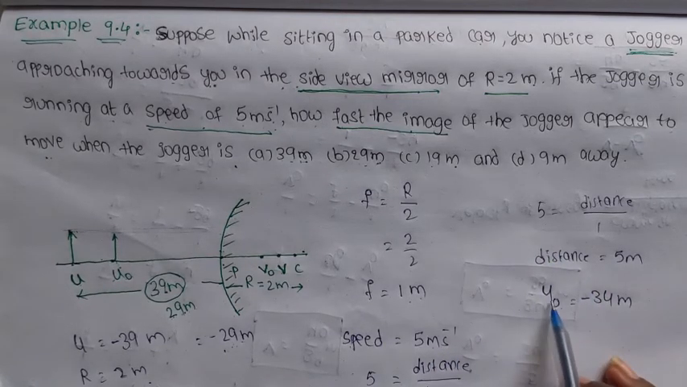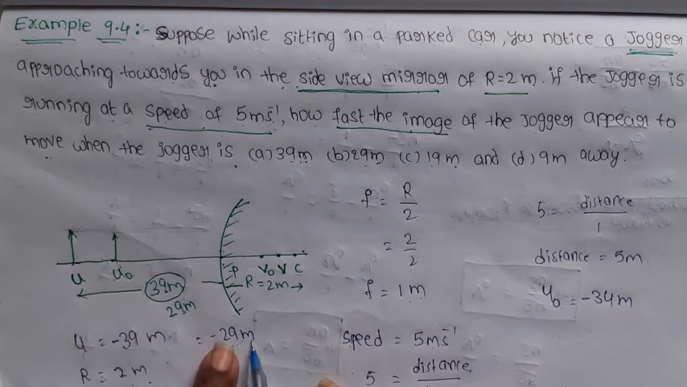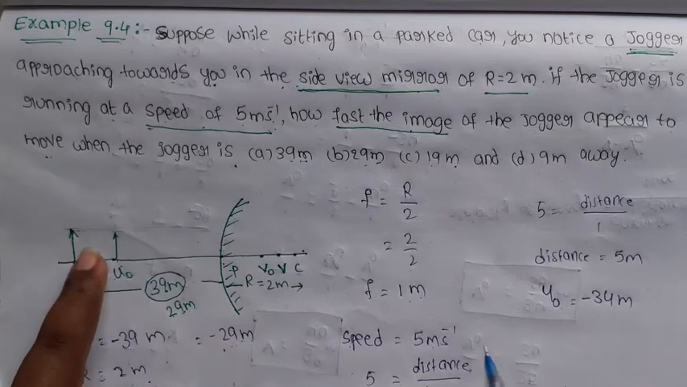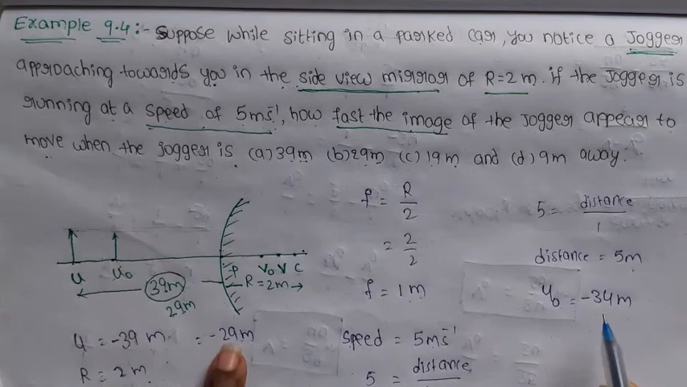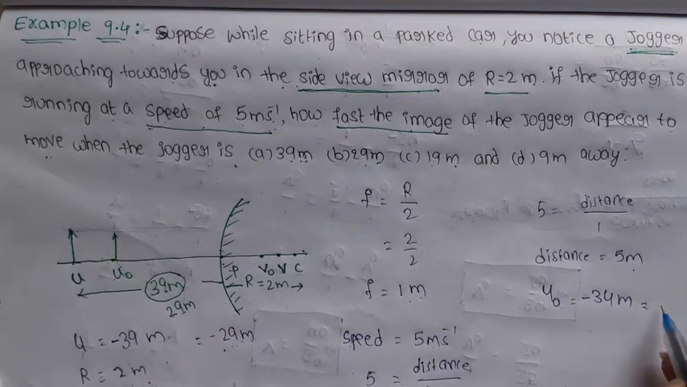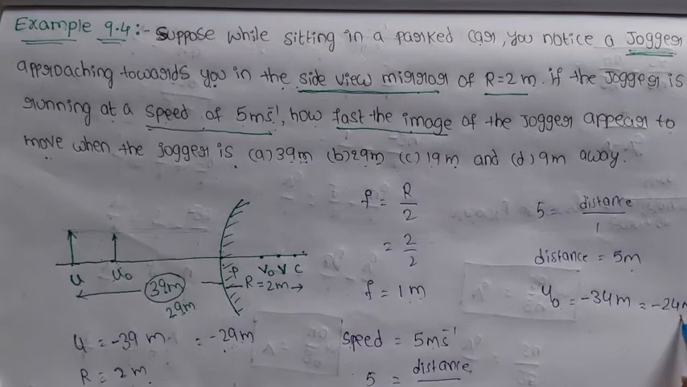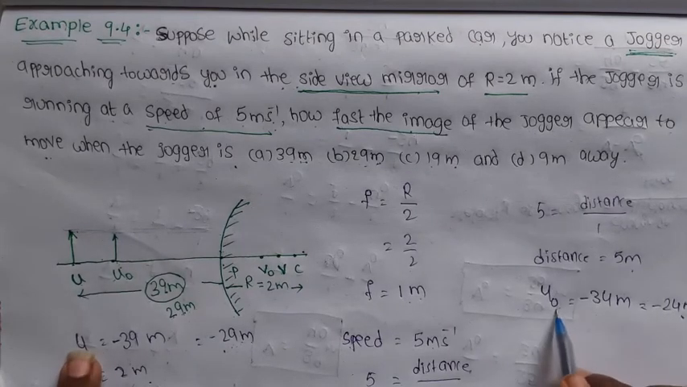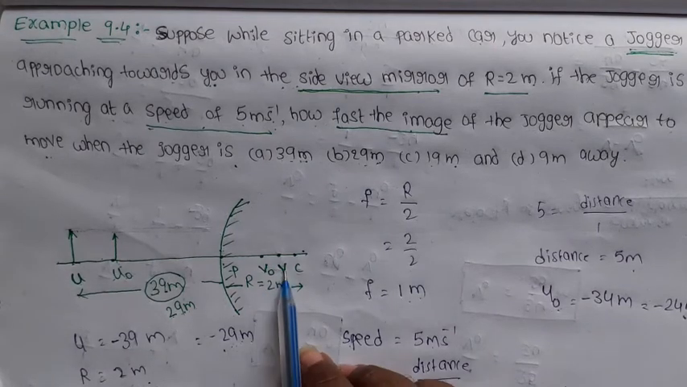So u naught value, okay, here actual distance is 29 meter. How much distance is traveled? 5 meter. So subtract from 29 meter, so u naught value minus 24 meter. Okay, this is in case 2. So u value, u naught value, r value, f value. So we can easily find the v naught values.